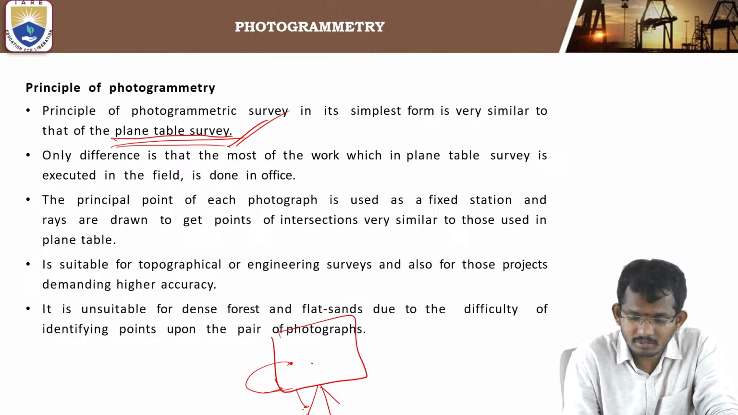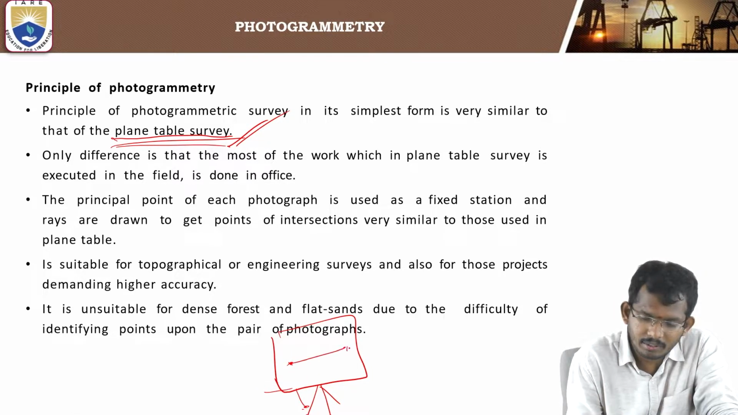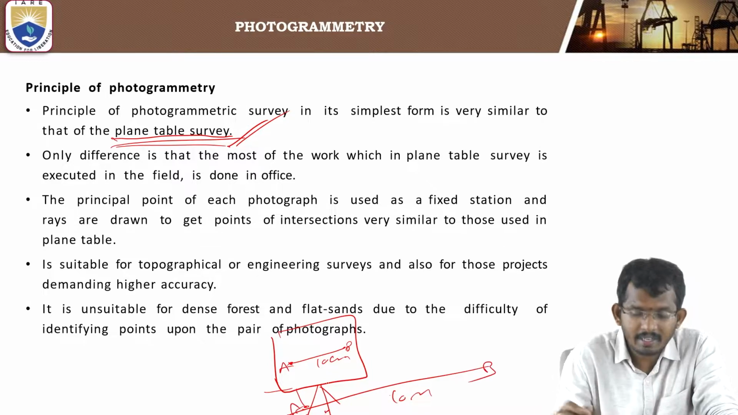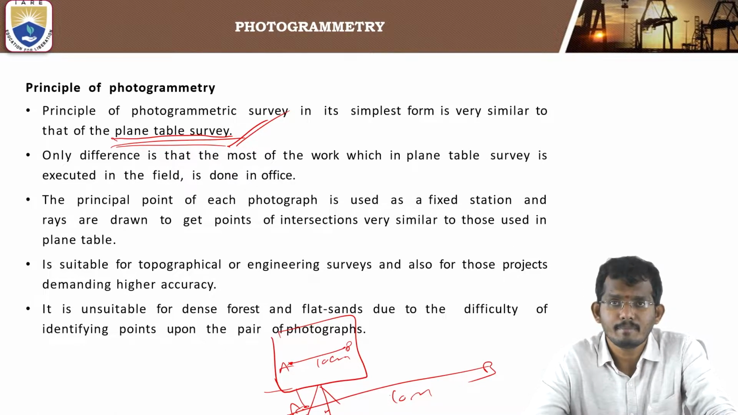So if I bisect, if I draw a line AB of 10 centimeter on paper, it indicates that A to B is about 10 meter on ground. So plane table survey is a method of survey where a graphical representation of a map or a plan is done simultaneously on paper as well as on ground.